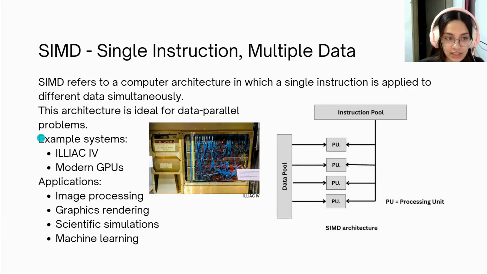A classic example is the ILLIAC IV, I don't know if I am pronouncing it right, but I think it's ILLIAC. And the modern GPUs, almost all of them use the SIMD. So applications include image processing, graphics rendering, as the GPUs, scientific simulations, and machine learning. That is a really cool thing, right?